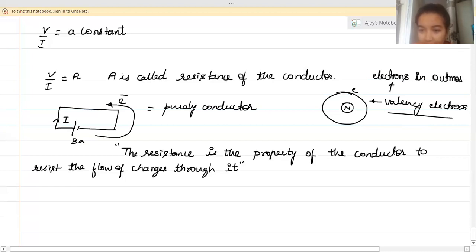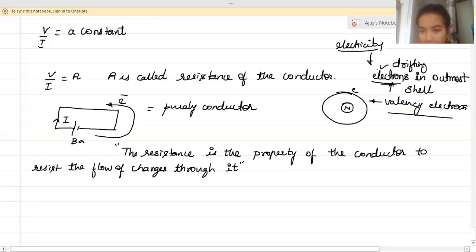You have studied in chemistry, in 9th standard, electronic configuration and valency. The electrons in the outermost shell start drifting, that means moving. The movement of these electrons results in electricity. Understood?